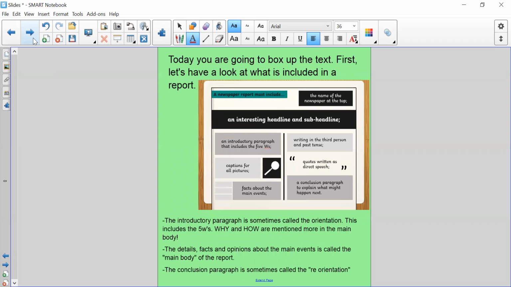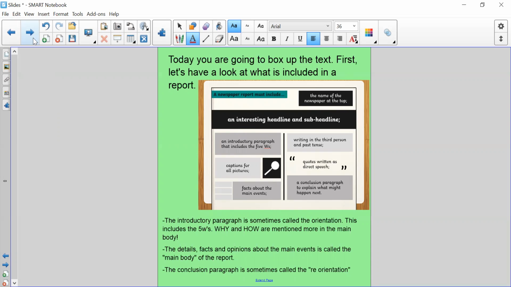Okay, so today we're going to box up the text, but first of all, I'm going to show you what is included in a newspaper report. We will look at this in more depth next week during your feature find, but I realise you haven't done newspaper reports for a while and you may have forgotten what they include.